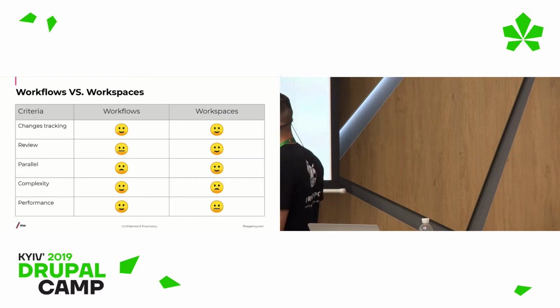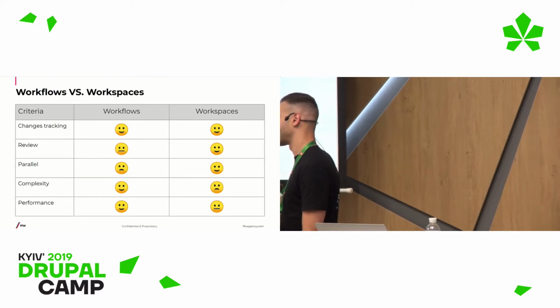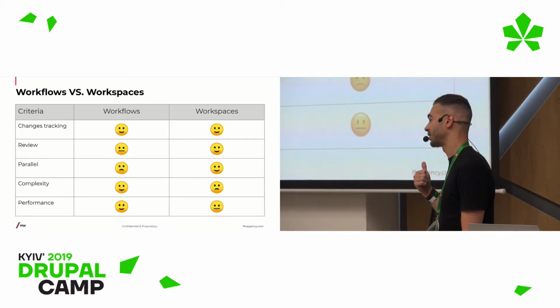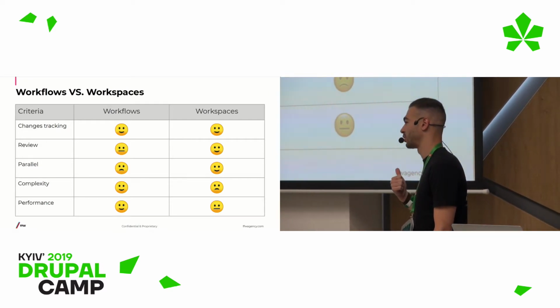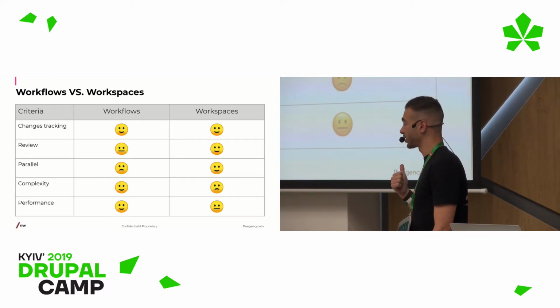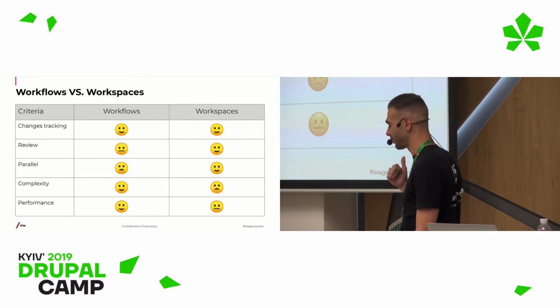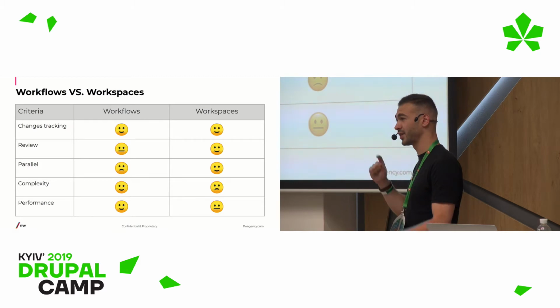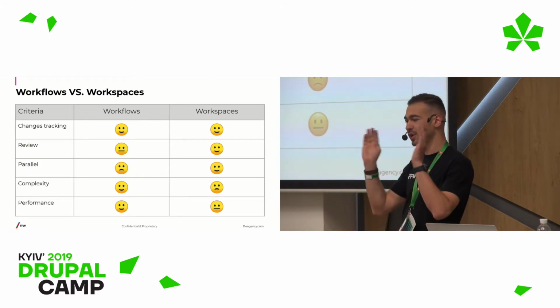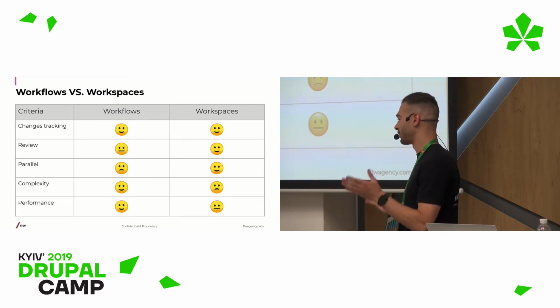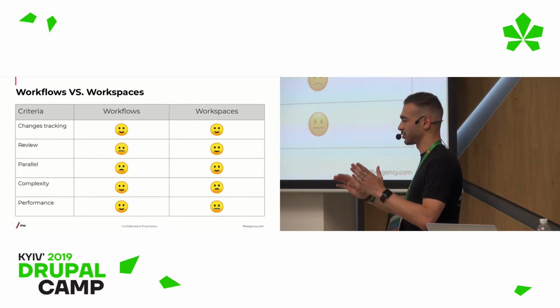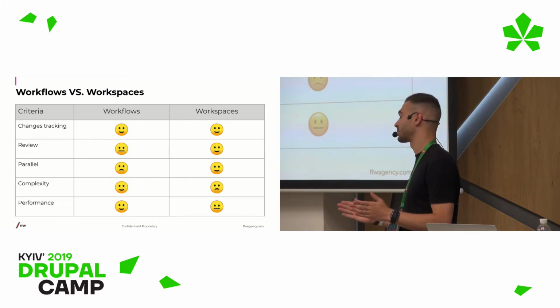Review. Workspaces are great in these terms because you have the whole separate branch where you can do everything you want, and you can see the full picture. When I say the full picture, I mean if you have related entities, you have menu links, everything is there. So when you go to the page, you see how exactly it will look when it's published.